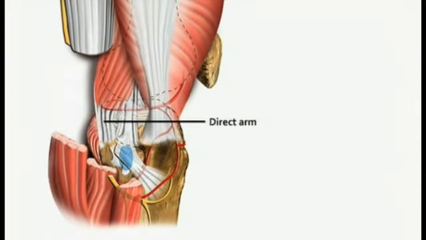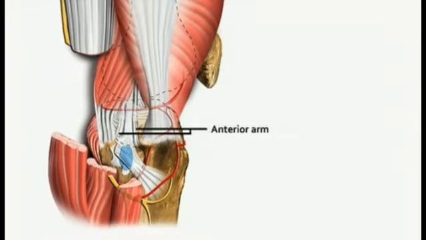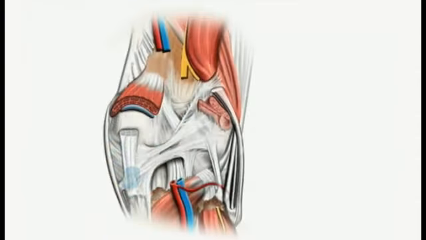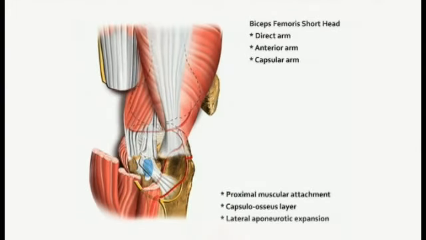head of the biceps. The anterior arm courses deep to the fibular head and inserts on the proximal lateral aspect of the tibia, just posterior to Gerdy's tubercle. The capsular arm is better seen here in the posterior view and inserts on the posterior lateral capsule as well as the fibula. There are 3 other commonly described attachments.